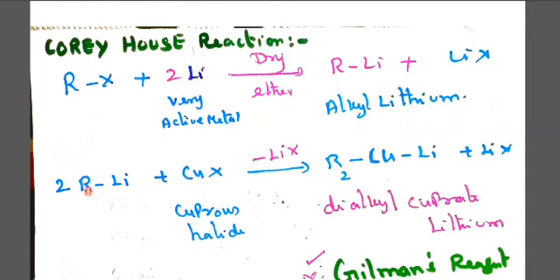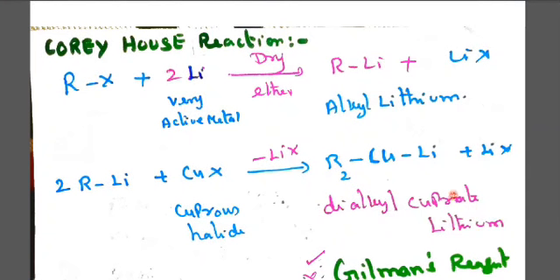So here it has 2 Li. One Li is removed, so R2Li is left out. To this R2Li, copper is linked. So that is called R2CuLi, dialkyl cuprate lithium, a two-step process.